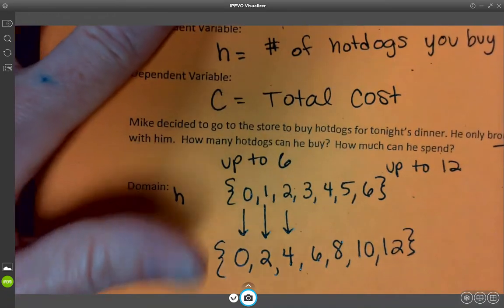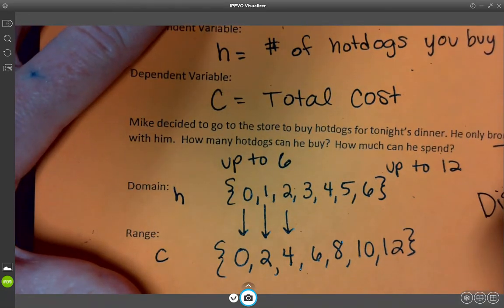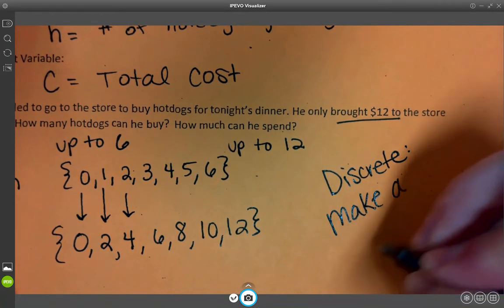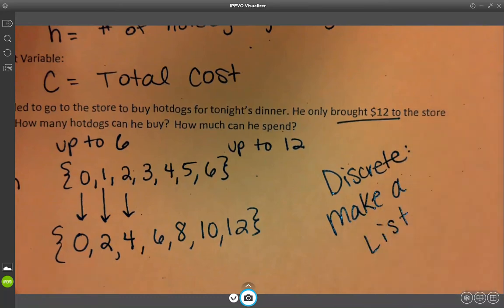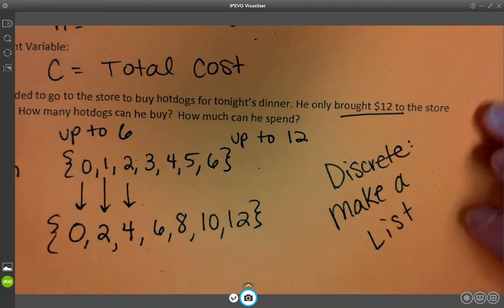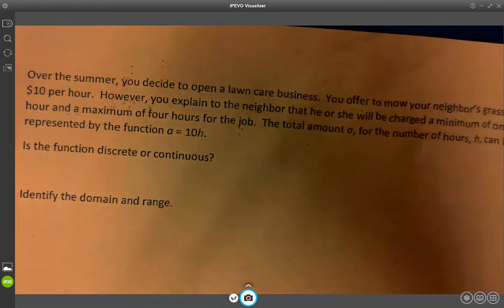So remember with discrete, you make a list. So write that out here. Make a list. If you can't have halves or quarters or anything like that, you make a list. Okay. Flip it over. We have one more example.